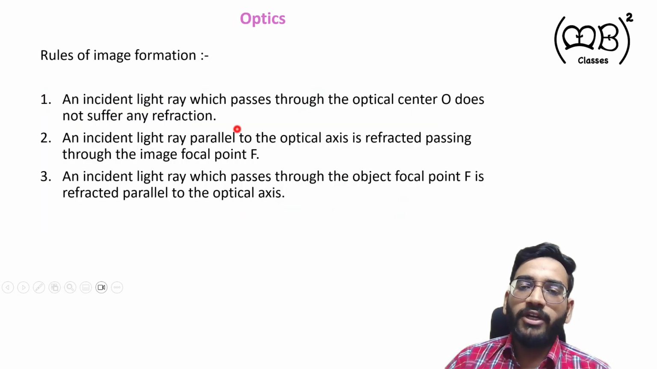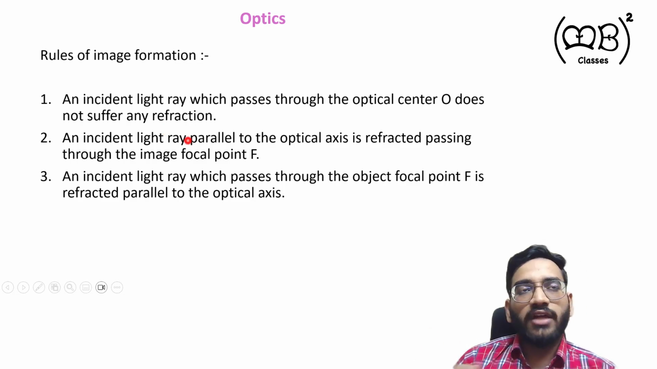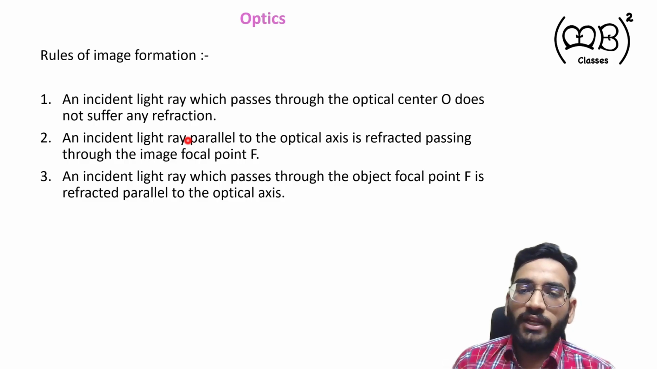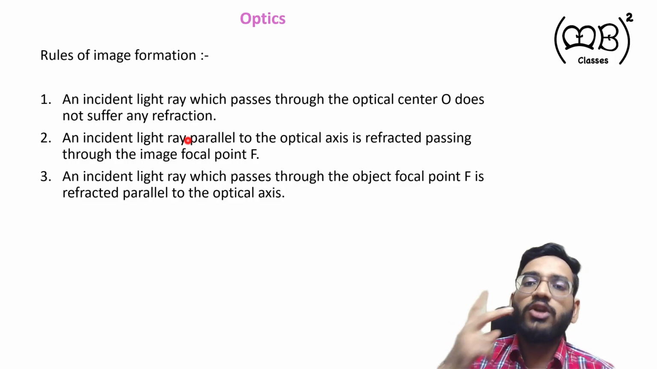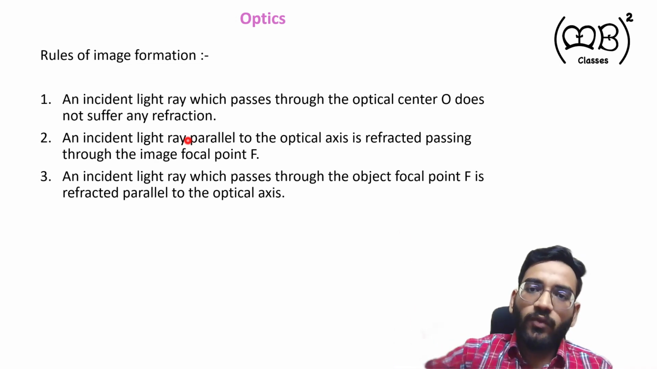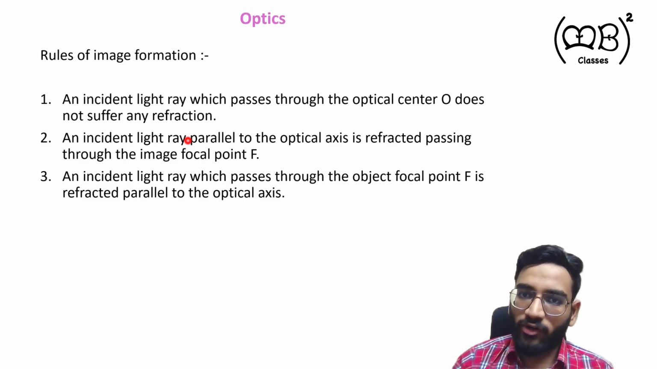So now coming to how the image is formed. So the rules of image formation. Now, first of all, why is it called a compound microscope? It is called a compound microscope because there are two lenses which will be forming an image. One lens is the eyepiece and the other is the objective lens. So that is why it is called a compound microscope.